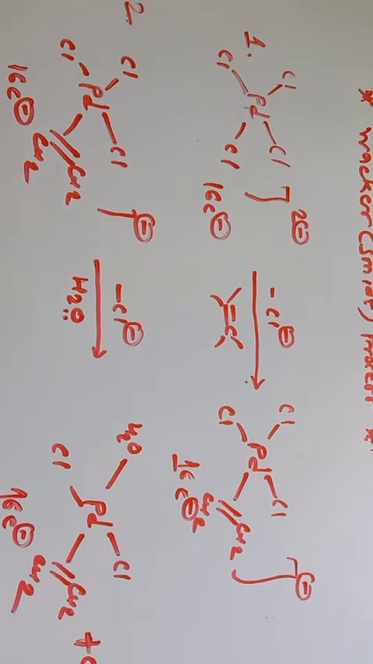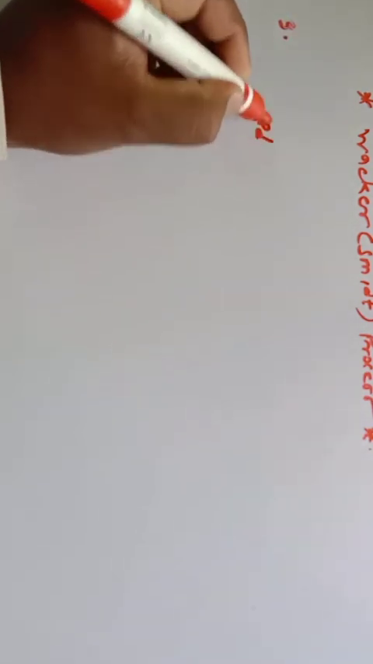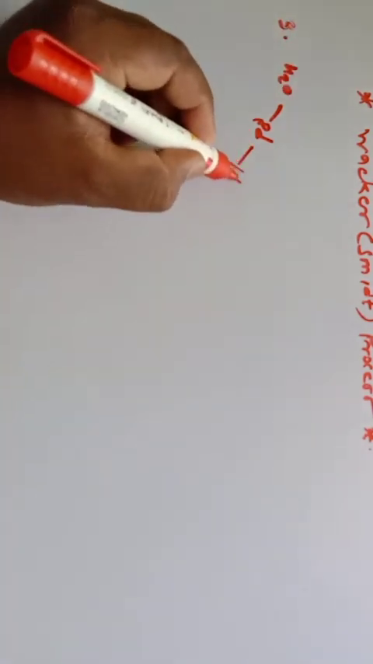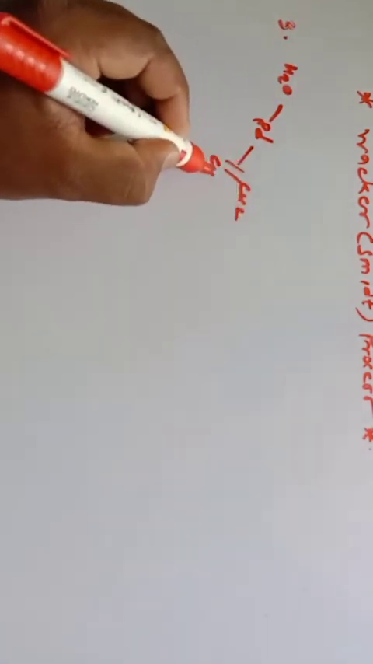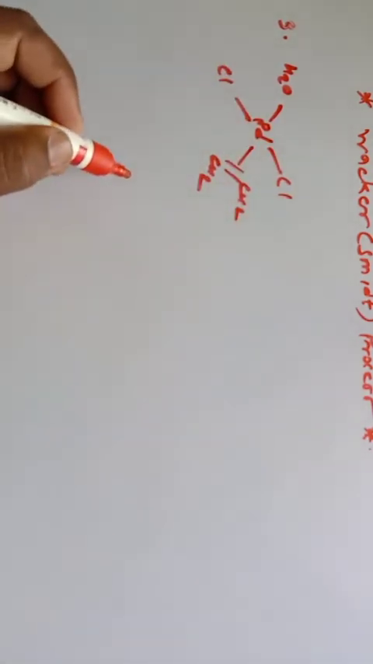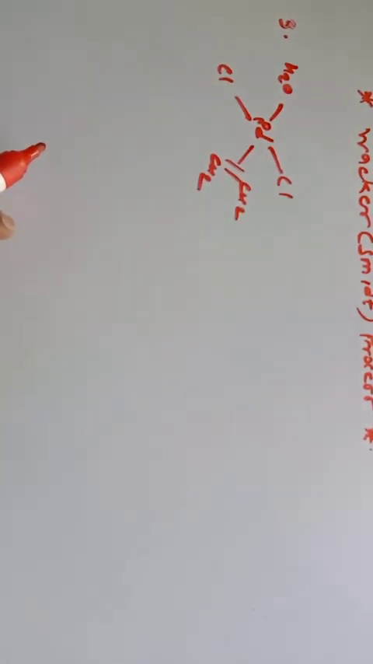Let us discuss the third step of this Wacker process. In the third step, we get this: Pd, and then there is water, then the carbon carbon double bond is there, one of the chlorines is there, and another chlorine is there. So this is the species, and it does not have any charge.